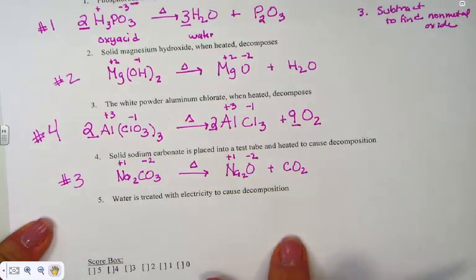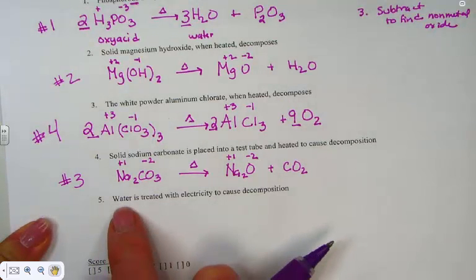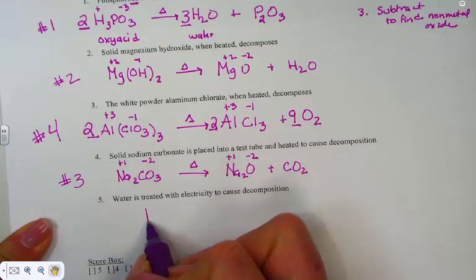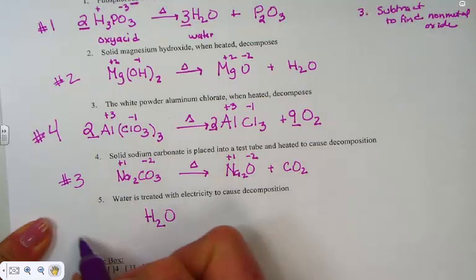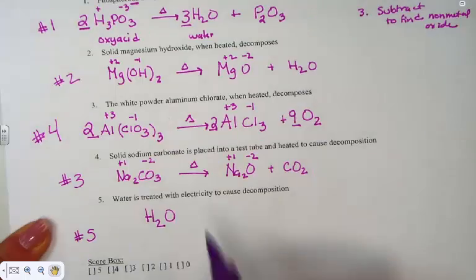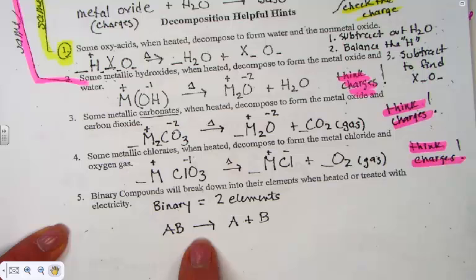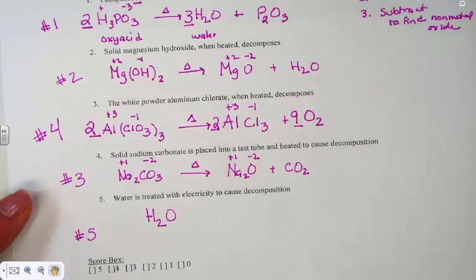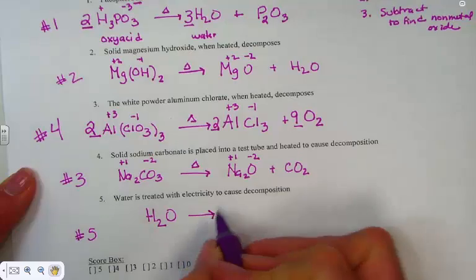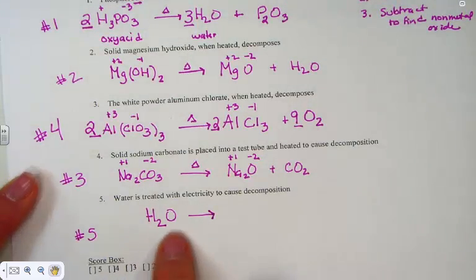We'll try one more. Water is treated with electricity to cause decomposition. Water is a binary compound. It simply means it's a compound built of just 2 elements. Binary compounds were discussed in helpful hint 5. If compound AB breaks down into simpler pieces, it forms its element A and element B. The compound separates into the elements. Water is a binary compound. It's built of 2 elements.